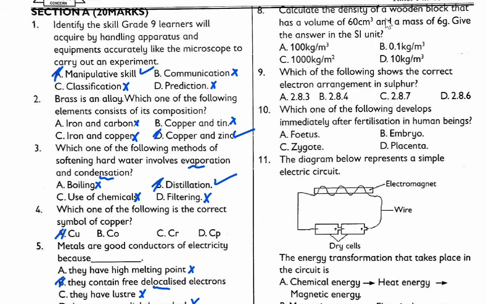Calculate the density of a wooden block that has a volume of 60 cubic centimeter and a mass of 6 grams. Give the answer in SI unit. So we know that density is equals to mass over volume.